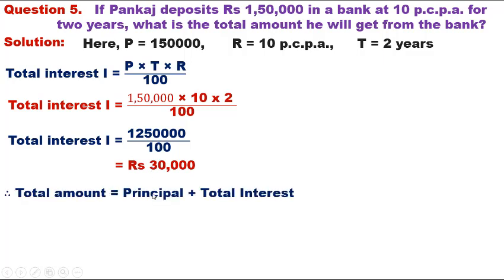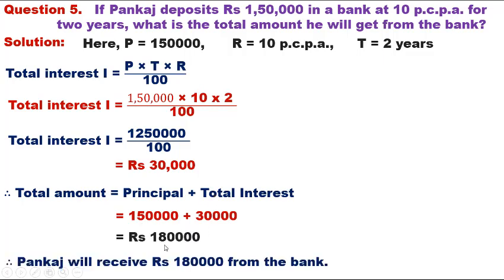Total amount is equal to principal plus total interest. 1,50,000 plus 30,000 is equal to 1,80,000. Pankaj will receive rupees 1,80,000 from the bank.